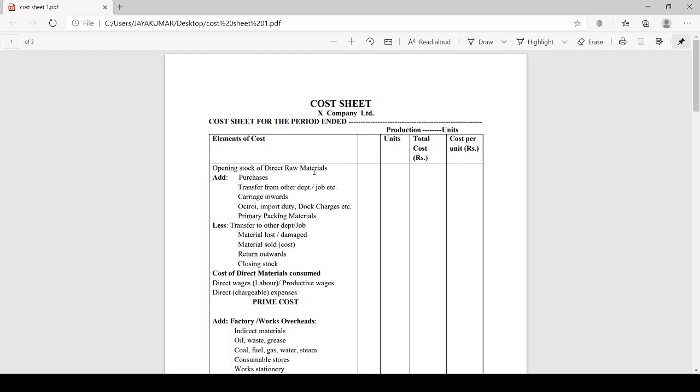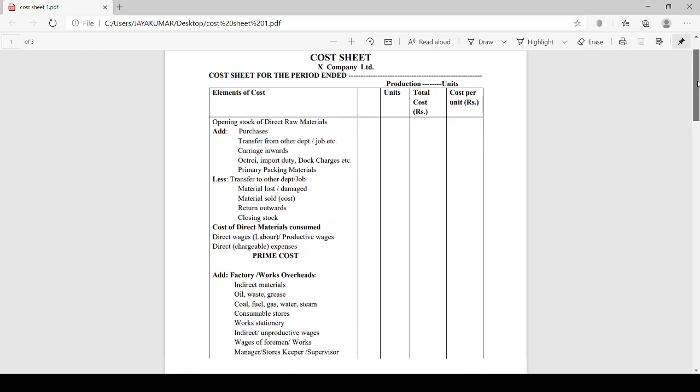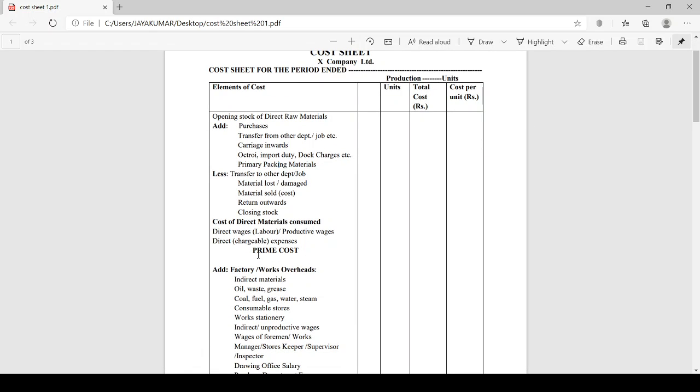So in the last session we have seen the different heads of the cost, like the prime cost, factory cost, cost of production, cost of production of goods sold, cost of sales or total cost. Now we will see how these are found out. So first one is the prime cost. Prime cost is the sum of direct materials, direct labor and direct expenses.